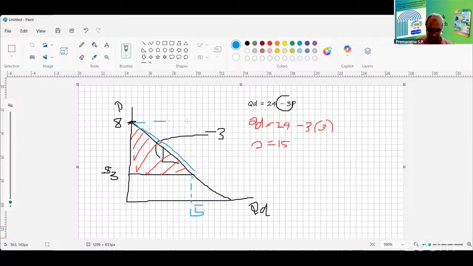Now you can find the value of this area. How do you find it? Here the difference is 5, multiplied by the difference here, 15. Half of it is what we need. We get the value. That amount we call consumer surplus. The consumer surplus.